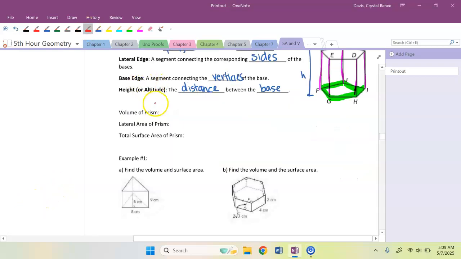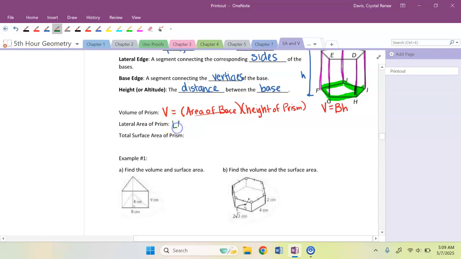Okay, so these are the formulas that you need. The volume of a prism is going to be the area of the base times the height of the prism. Okay, and so we usually see that as V equals big B times H. Now the area of the base, depending on what shape the base is, will depend on what formula we have to use. So that can get a little bit tricky.